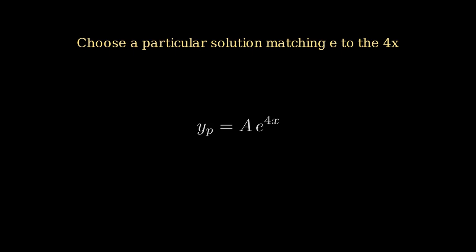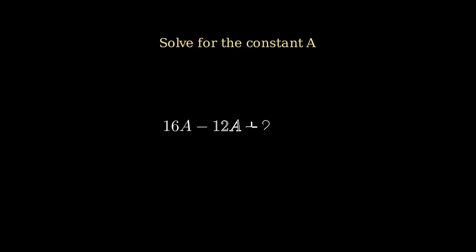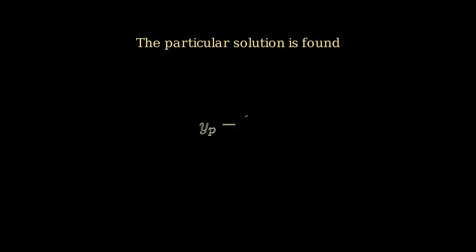Substituting this guess into the original equation and solving for capital A gives capital A equals 1/6. So the particular solution is 1/6 times e to the power of 4x.